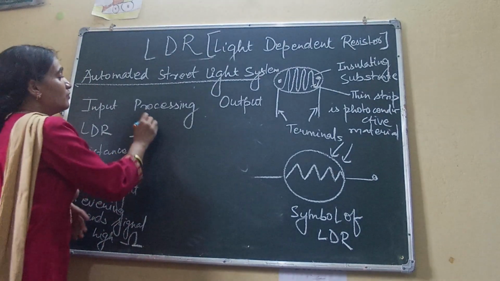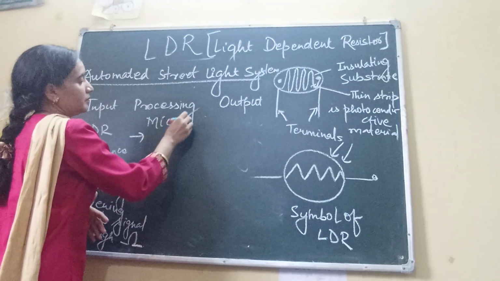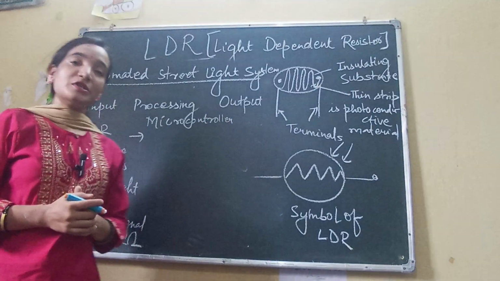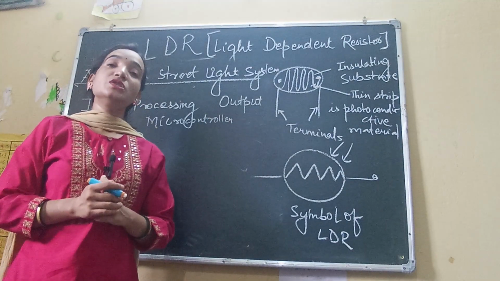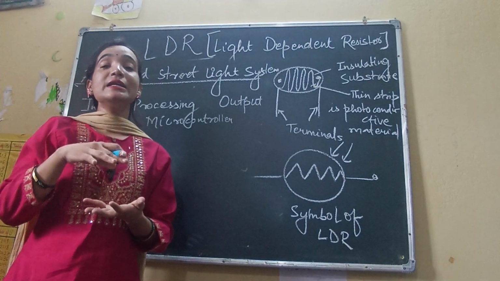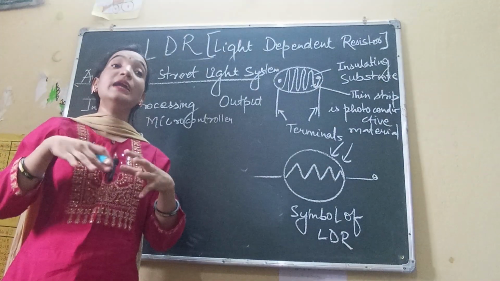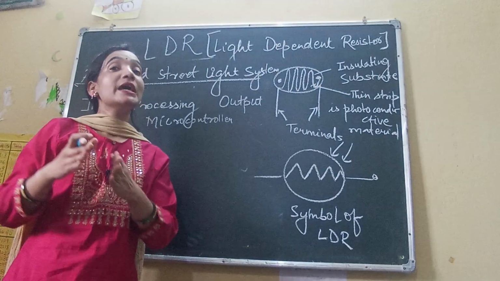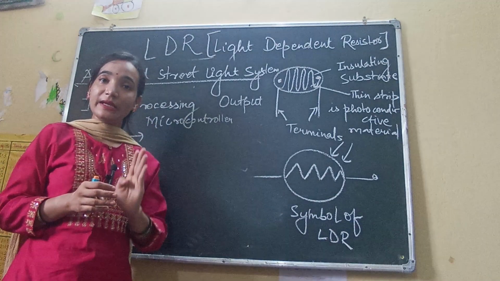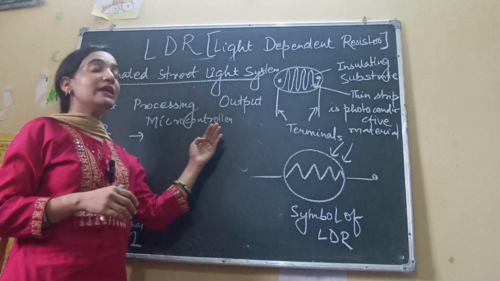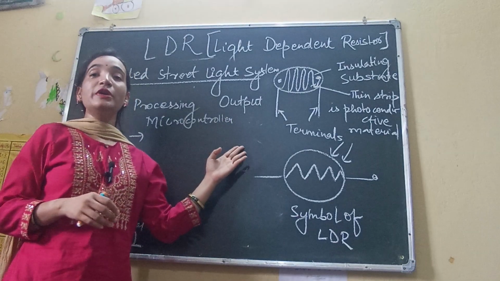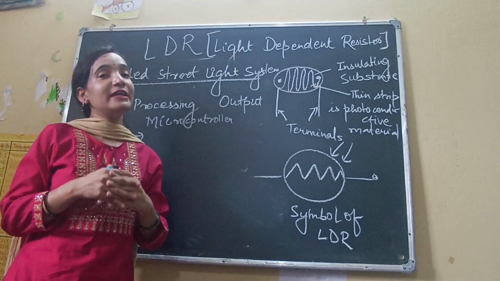In the processing unit we use a microcontroller. So the microcontroller will process that the LDR's value is changing and it has increased by a certain level. So when it has increased by a certain level, it will send the signal, and in our output we'll find that the light is turned on.